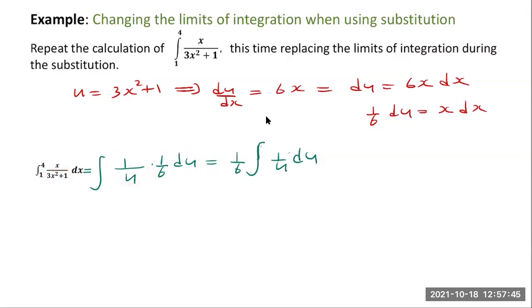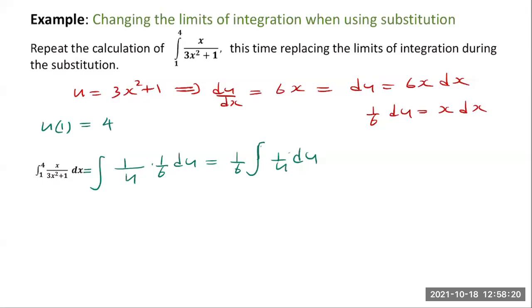Now, as you can see, these are the x limits. Now I'm going to find the u limits and put them here. How do I find the lower limit for u when you know that the lower limit for x is 1? All you need to do is plug in this lower limit for x, 1, into the function u of x, to find the u lower limit. So u of 1 will be 4.